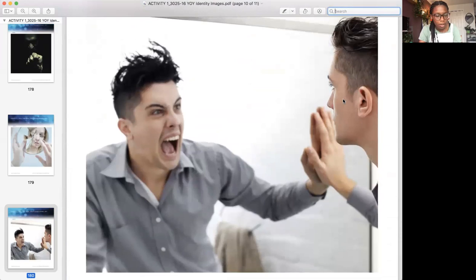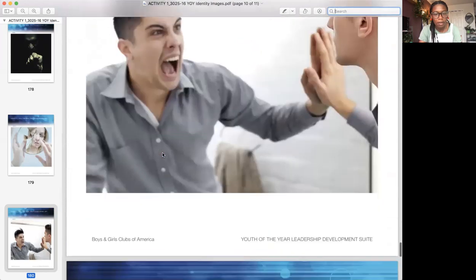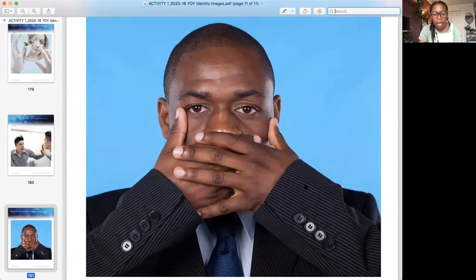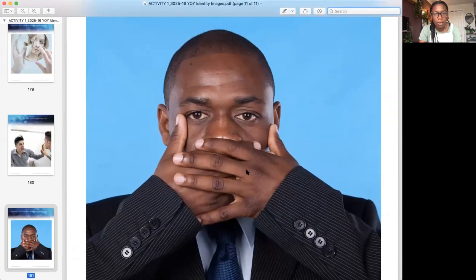Now, what do you think the photographer is trying to say about this person's identity? You see here the man looking in the mirror doesn't look upset, but then he looks at his reflection and he is very visibly upset. And we have one more, and we have a guy covering his mouth, like he's not going to speak, right?